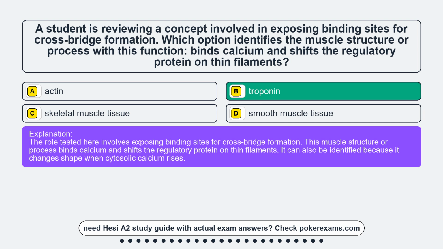The role tested here involves exposing binding sites for cross-bridge formation. This muscle structure or process binds calcium and shifts the regulatory protein on thin filaments. It can also be identified because it changes shape when cytosolic calcium rises.